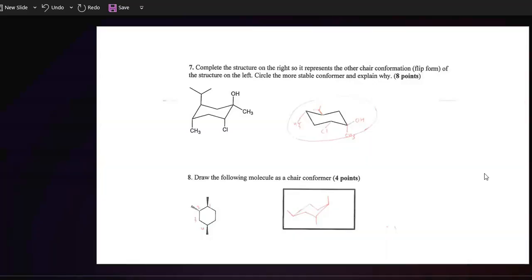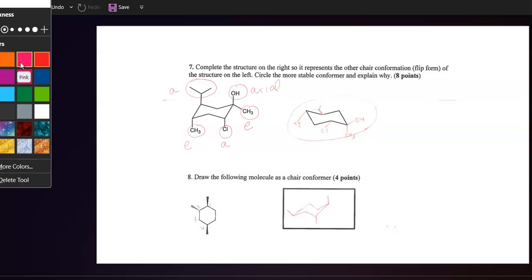So the first question is about how to represent a cycloalkane in a chair conformation, and then also to redraw that in a flipped conformation and circle the most stable conformation, right? So if you look here, this cyclohexane has an OH group that is on the axial position, and then we have the CH3 in equatorial position, chloride again in axial, another CH3 in equatorial, and this large isopropyl group in the axial position.